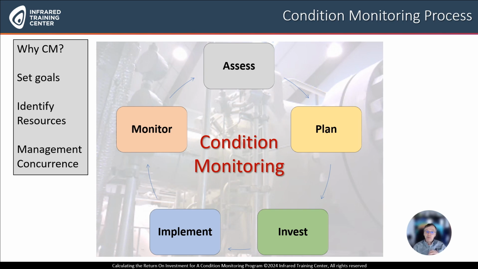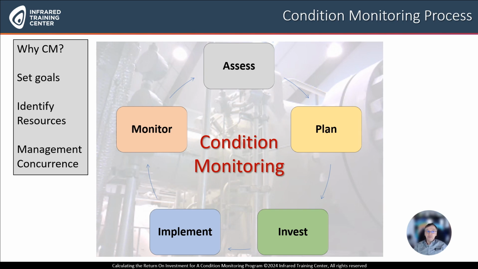And then we want to identify our resources. What do we have available to us? Do we have to start from scratch, or do we have things that we can draw from? And also, do we have any concurrence from management? Explain to them what the reason for a condition monitoring program is and why we want to invest in it.